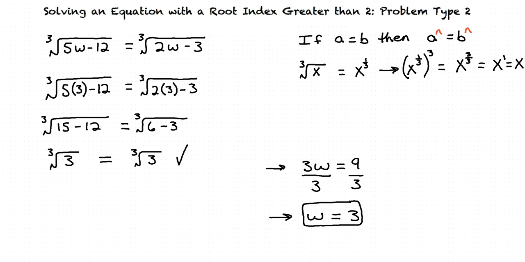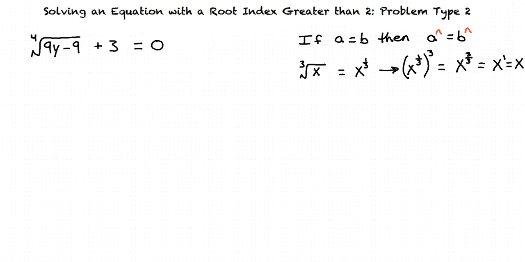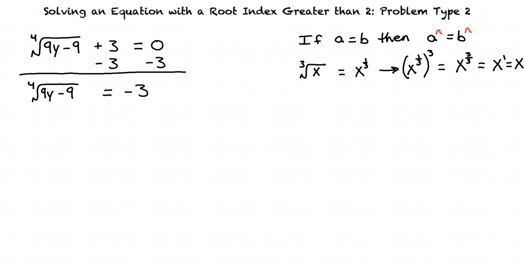Let's do one more example. Solve the equation for y where y is a real number. In this example, we only have a radical on one side of the equation, so our first step is to subtract 3 from both sides of the equation so we can isolate the radical. Again, we need to use the property if a equals b, then a to the power of n equals b to the power of n. We can rewrite our equation as 9y minus 9 to the power of 1/4 all to the power of n equals negative 3 to the power of n.